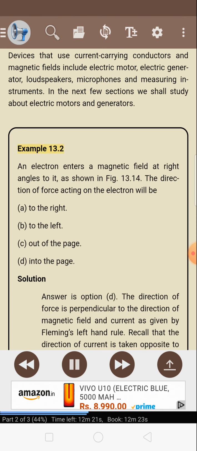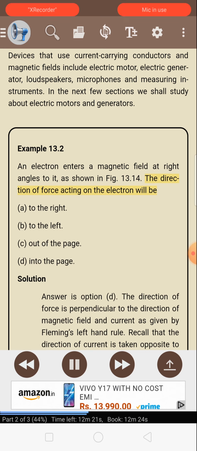Example 13.2. An electron enters a magnetic field at right angles to it, as shown in Figure 13.14. The direction of force acting on the electron will be: A, to the right; B, to the left; C, out of the page; D, into the page.